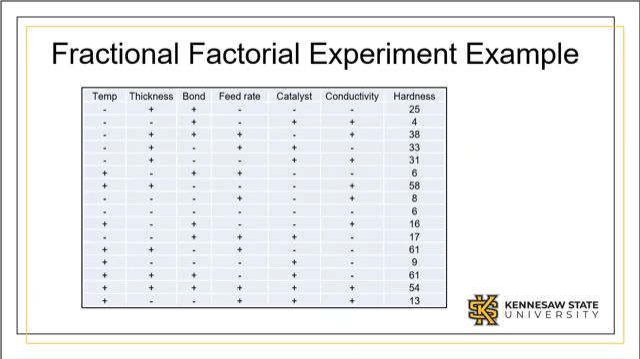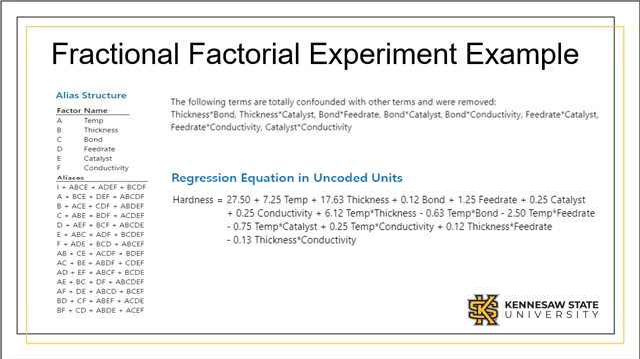In this example, we are investigating a powder paint process. Our factors are temperature, thickness, bond, feed rate, catalyst, and conductivity. Hardness is the response. Again, there are 2 levels for each factor. The 16 runs are detailed here with the response. Assume alpha is 0.1. Technology is used to generate our results.